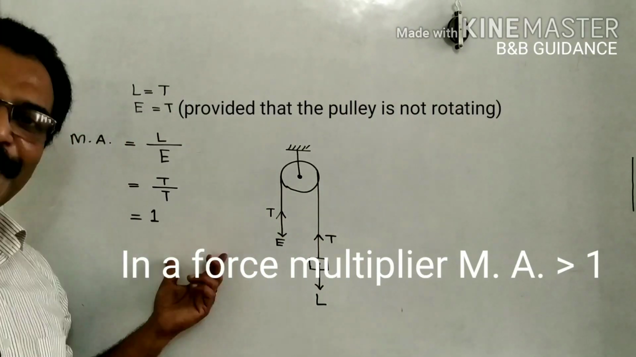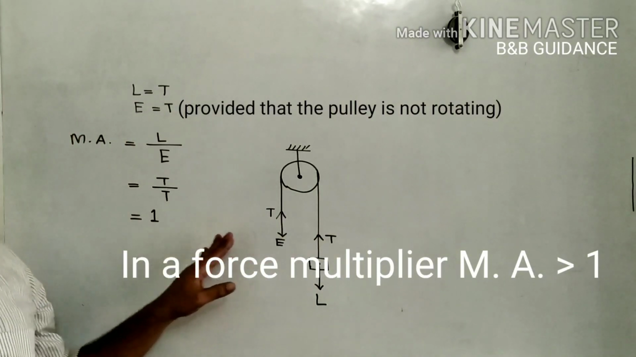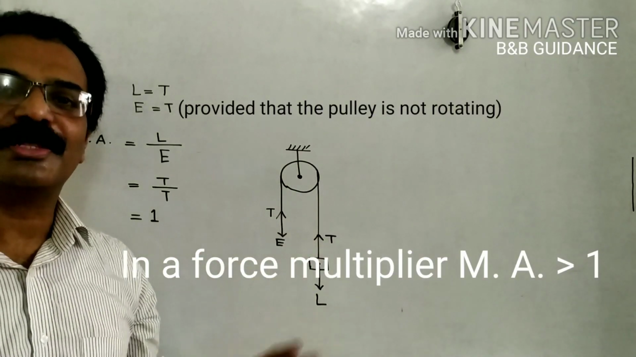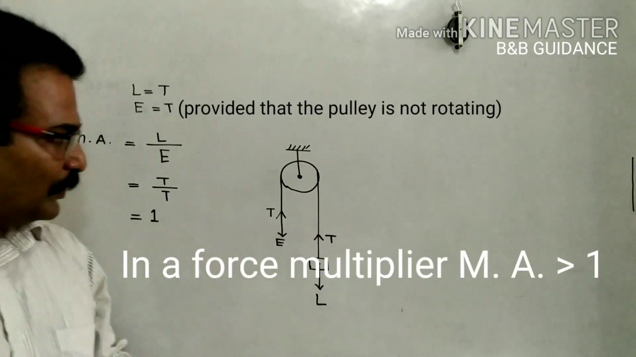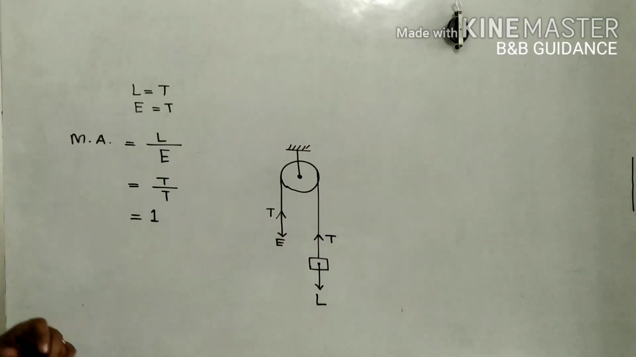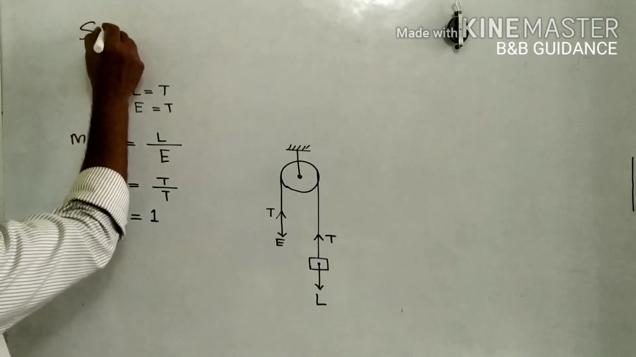What does it mean? It is not multiplying force. So a single fixed pulley is not a force multiplier. Okay, let us see whether it will multiply speed or not. We are discussing a single fixed pulley.